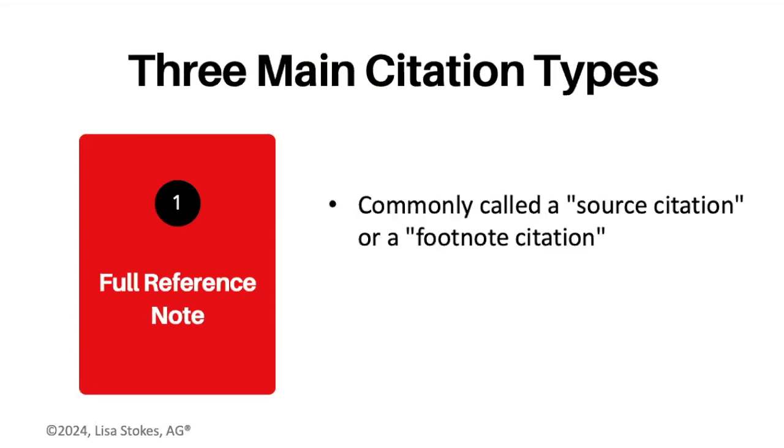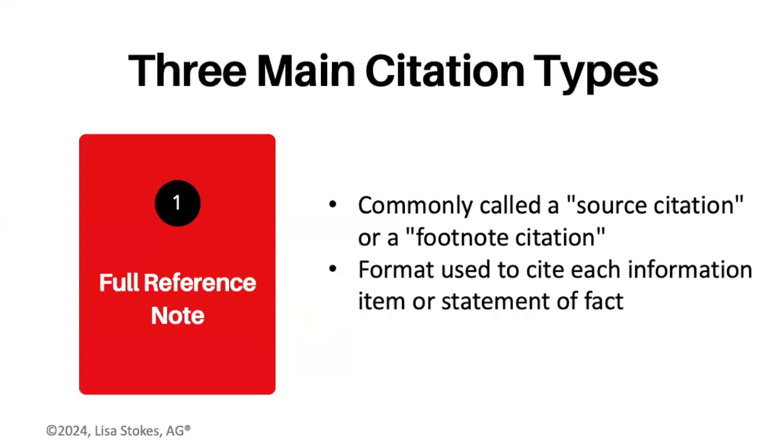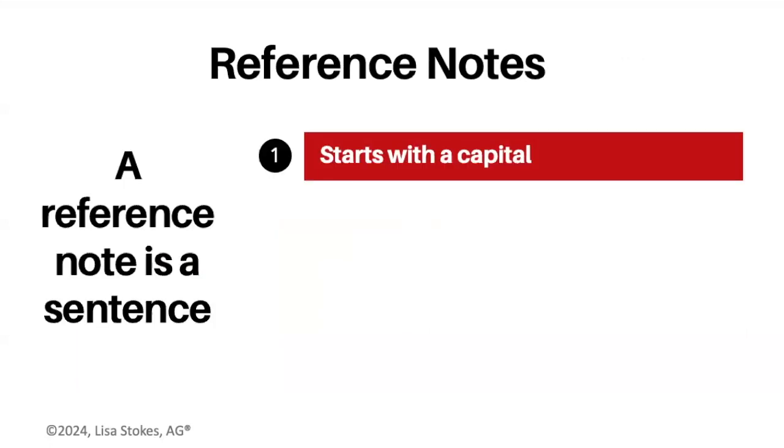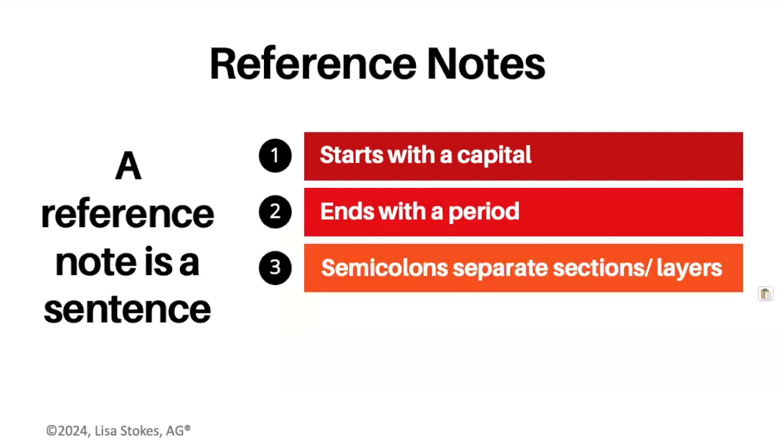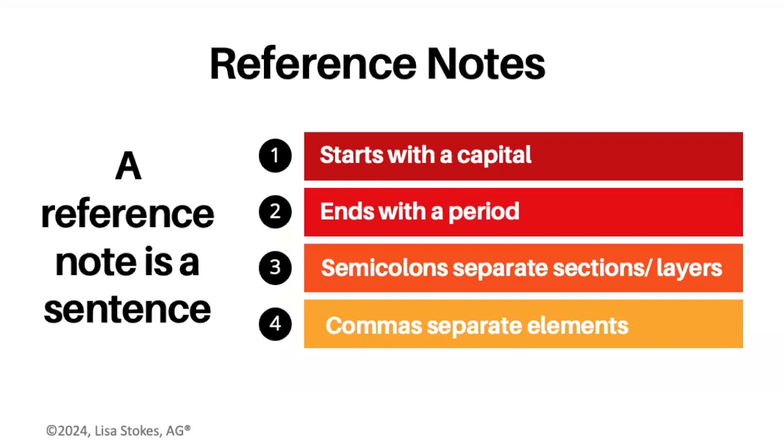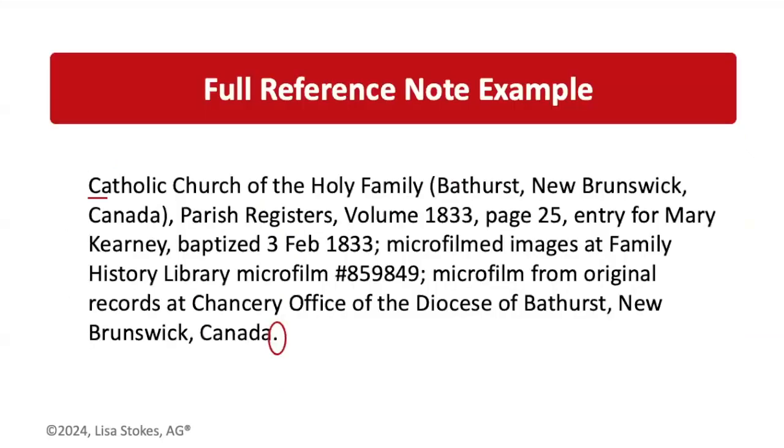So a full reference note is commonly called a source citation or a footnote citation. This format is used to cite each information item or statement of fact in a genealogy project. A reference note is a sentence. It starts with a capital, it ends with a period, semicolons separate sections and layers, and commas separate the elements within each section.